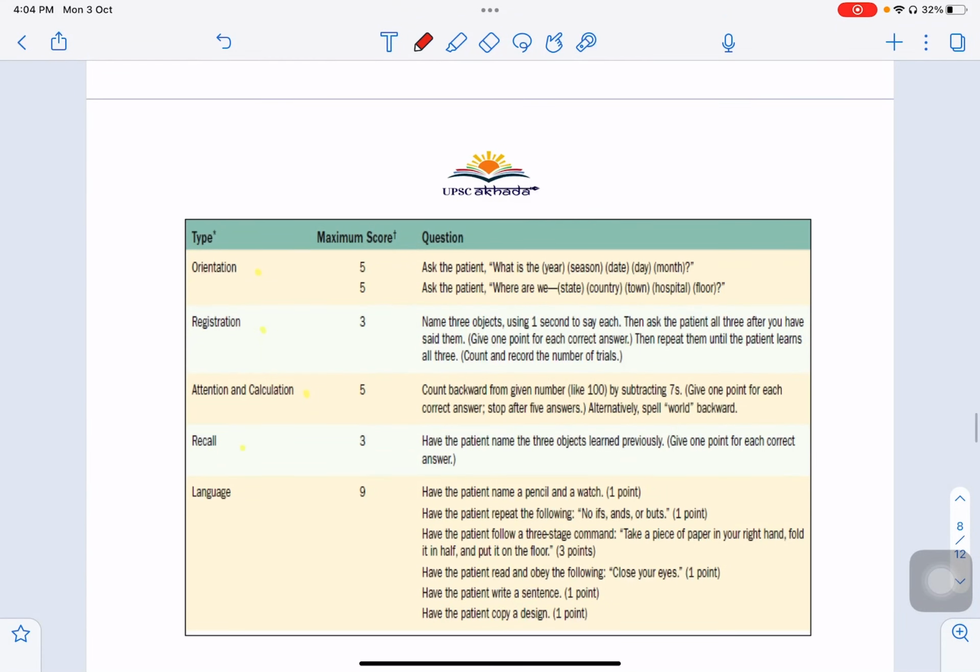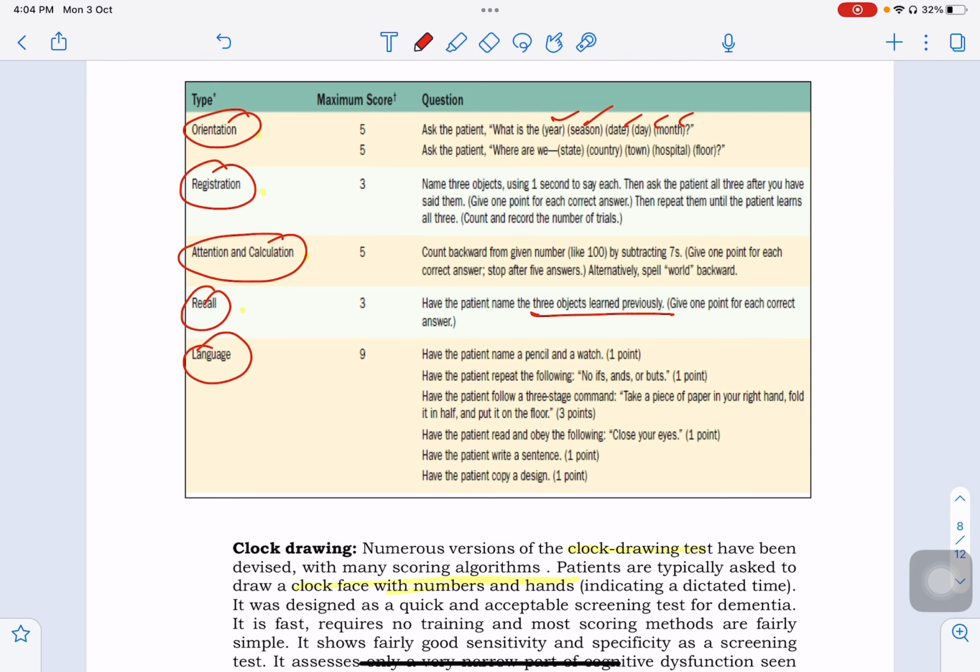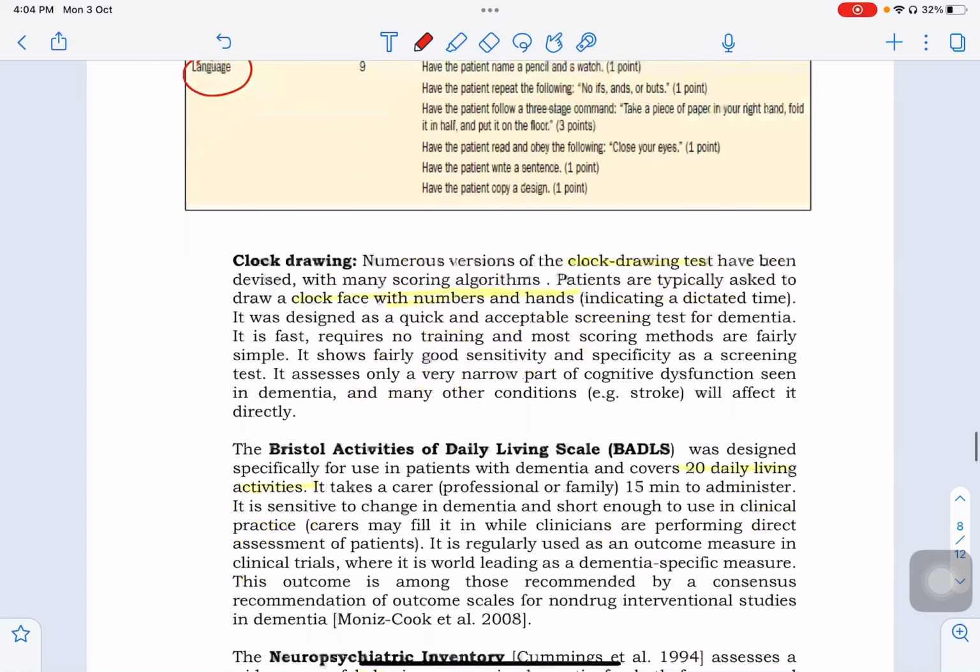So if the question is about techniques, you can say these are the techniques: orientation, registration, attention, calculation, recall, language. For example, orientation is time and space perception. What is the year, season, date, day, month, कब है? Or recall means ki three objects learned previously. So these are the ways we assess the memory of the subject or the patient. And another one is clock drawing. Clock drawing means in a very short span, the patient has to draw the clock with numbers and hands, and the time given is very less. So it's a fair assessment tool or technique to judge one's memory disorders.